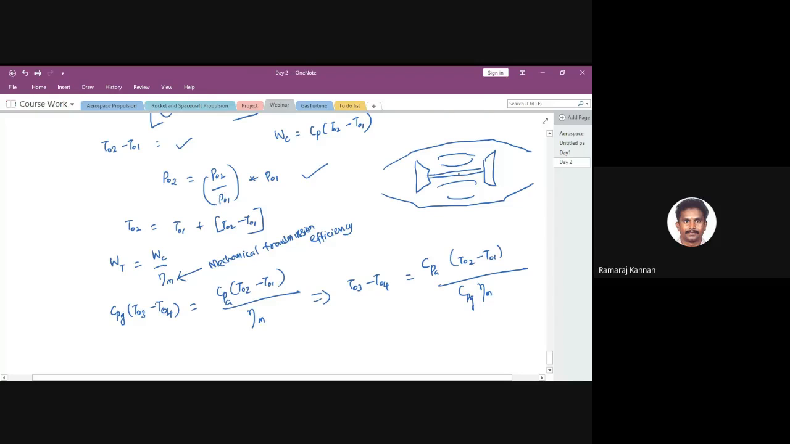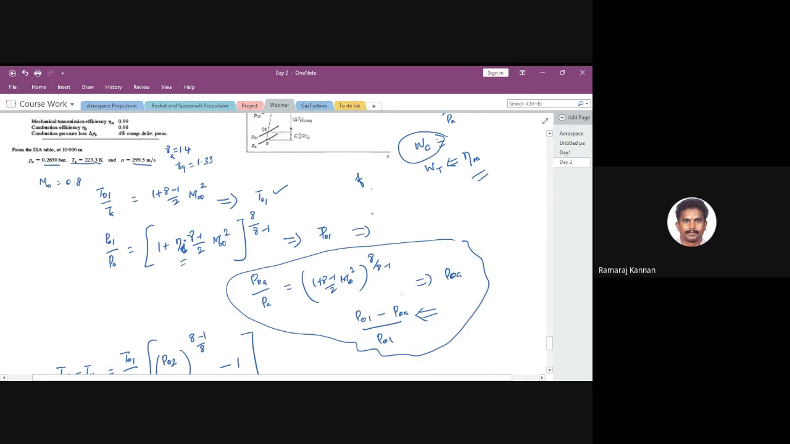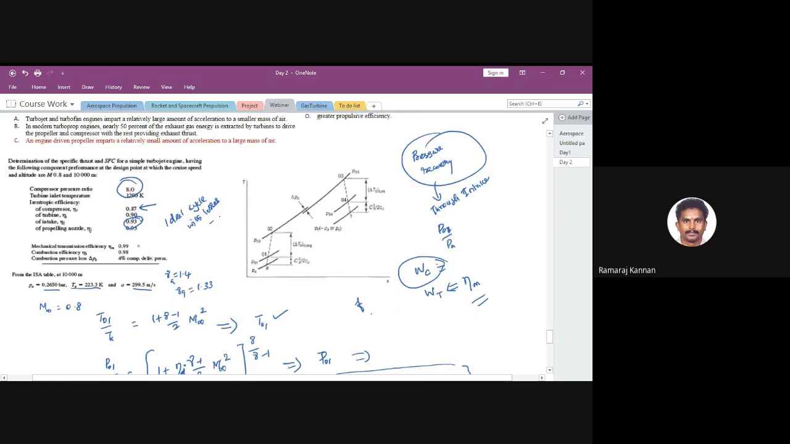Because your compressor and turbine are connected by means of a single shaft, there will be a gear involved, so there will be a windage loss and friction loss. Something close to 99% will be taken as the mechanical efficiency. Even if you refer to your problem statement here, you can find out the 0.99.